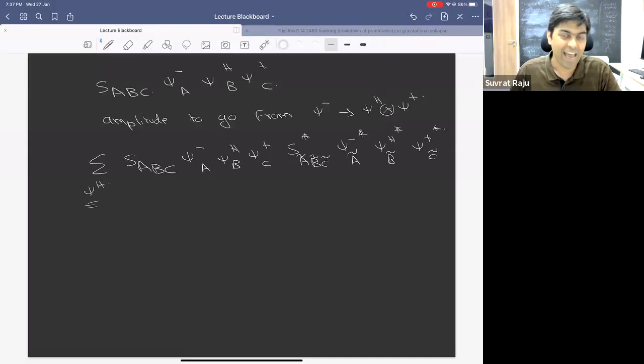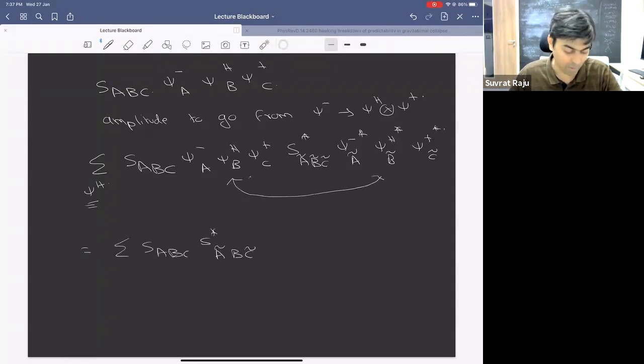But once you do this, you sum over this psi h. And if you sum over the psi h, you will find that, when you sum over a complete set of states, the sum over psi h gives you a delta B B tilde. Okay? That's how it works. If you sum over a complete set of states in the middle, you have two indices, you always get a delta B B tilde. And this is just going to give you S A B C, S star A tilde B C tilde. There's a sum over B. And then you'll get star, and then you'll get something which will look like this.